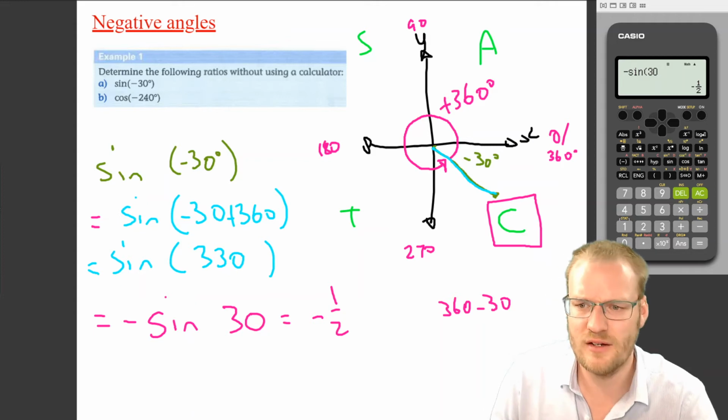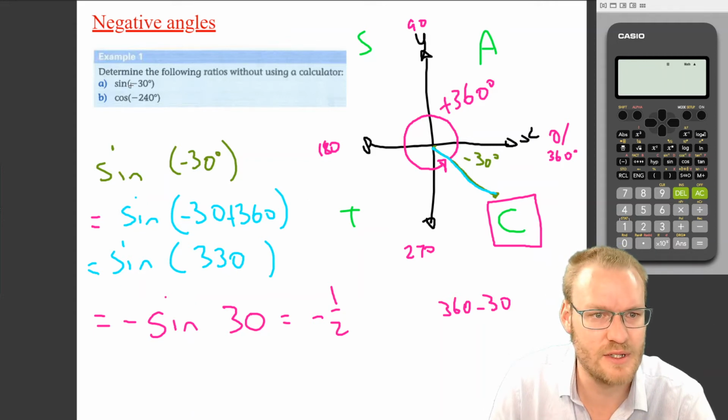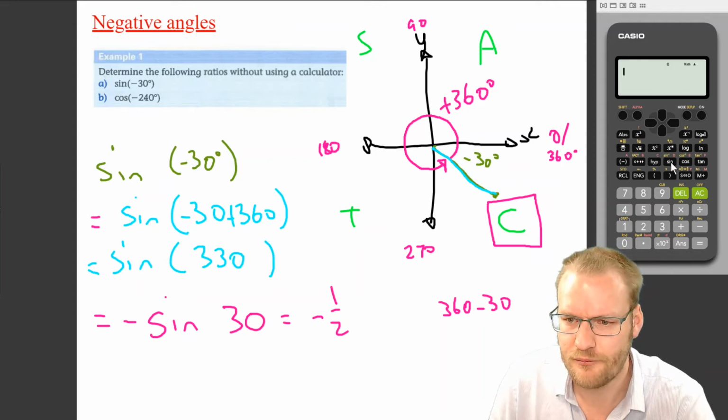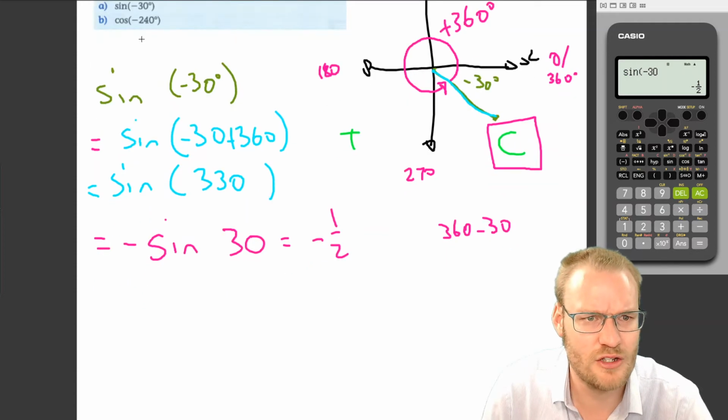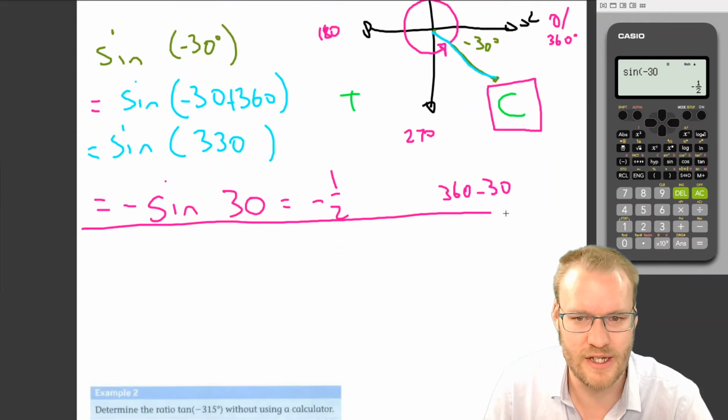Let's just check our solution. Is this the same as sine of negative 30? Well, sine of negative 30 equals negative a half. Yes, so we're good. So let's do cos negative 240 and see where that gets us.